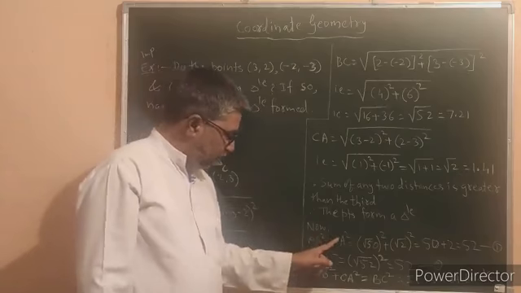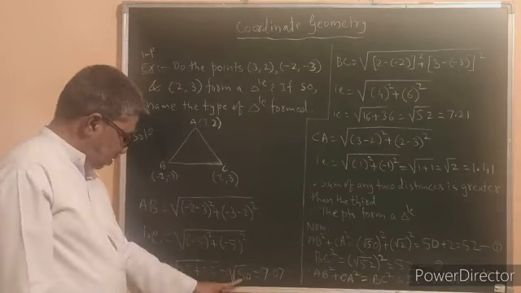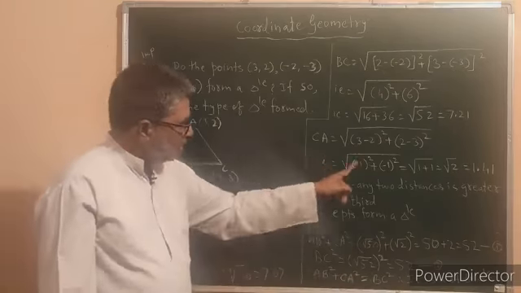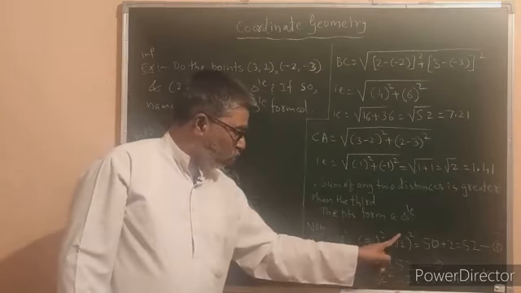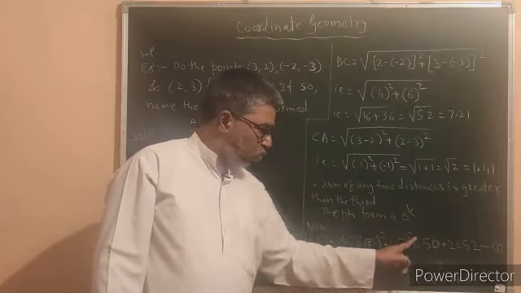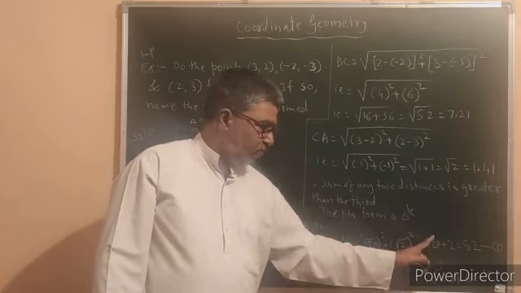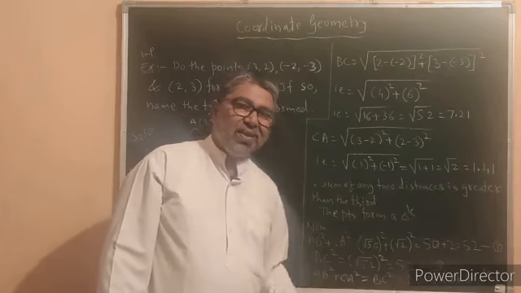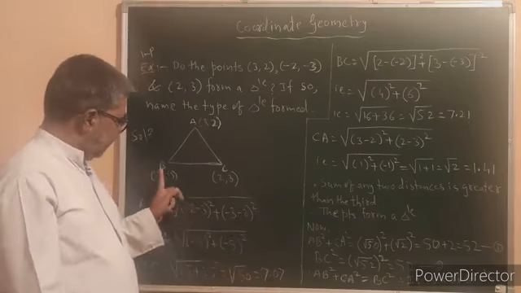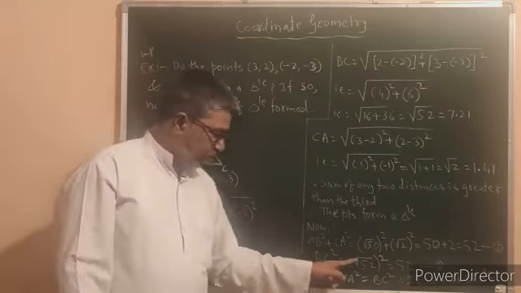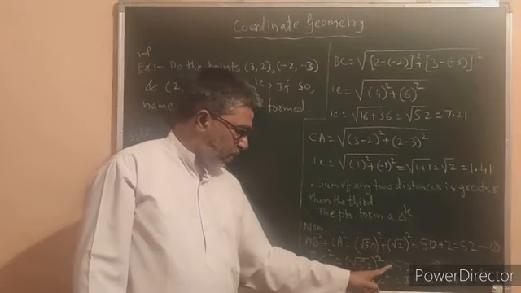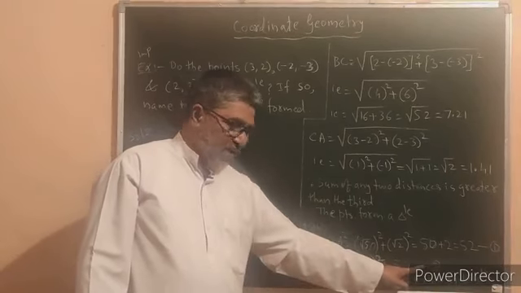Now AB square plus CA square: AB is root 50 square plus CA is root 2 whole square. Root 50 square is 50 plus root 2 square is 2. 50 plus 2 will be 52. Call this as number 1. Now find the square of the remaining third side, that is BC. BC square is, the value of BC is root 52. Root 52 square is nothing but 52. Call this as number 2.